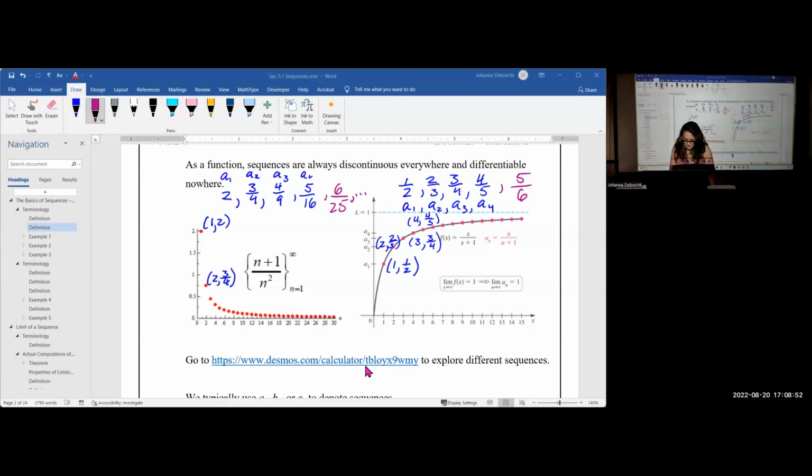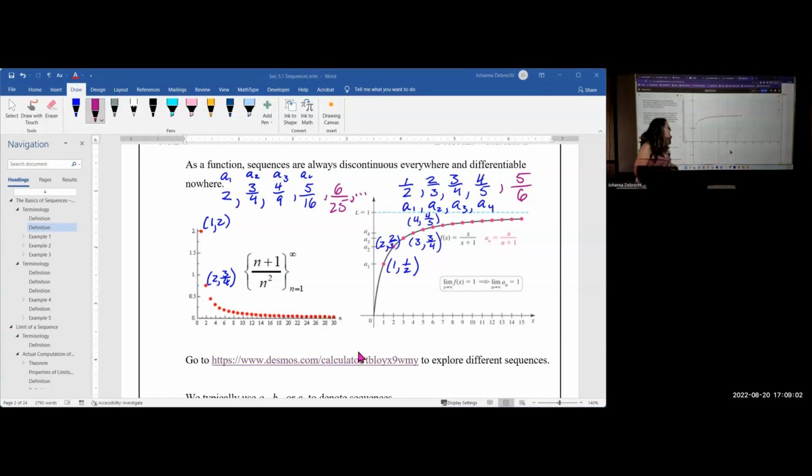www.desmos.com/calculator/TBLOYX9WMY. And let's take a look at what this one looks like. If you have my notes, Control click will do it. So here is an example of a set function on a Desmos calculator that will let you see what the behavior of the graph is. So you can notice how the sequence a sub n behaves for increasing values of n. Adjust uppercase n to take more points of the sequence.